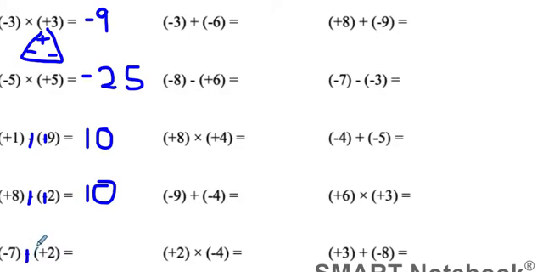Again, keep, change, change. So that's negative 7 plus negative 2. Same signs add, same signs keep the sign. Yay, we have addition. We want addition. Same signs add, same signs keep the sign. Subtraction. We don't want subtraction. So keep, change, change. All right, so now we have negative 8 plus negative 6. Same signs because they're both negative. Add and keep the sign.